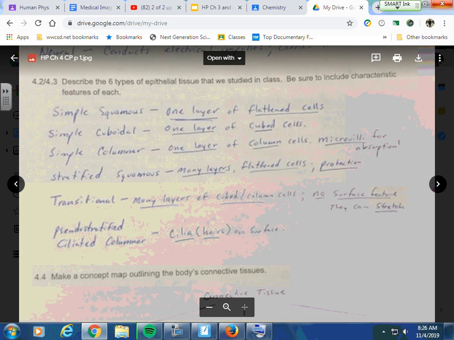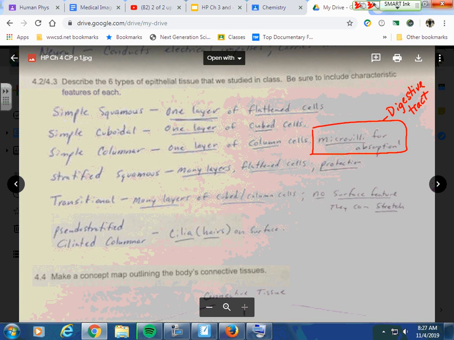So we can have simple squamous, which would be one layer of flattened cells. As far as characteristics go, I just kind of underlined that: one layer, flattened cells. Simple cuboidal, one layer of cubed cells. Simple columnar, one layer of column cells. But I did put a key characteristic here, microvilli for absorption. That's why we would find it in the digestive tract. So those are our 3 simples.